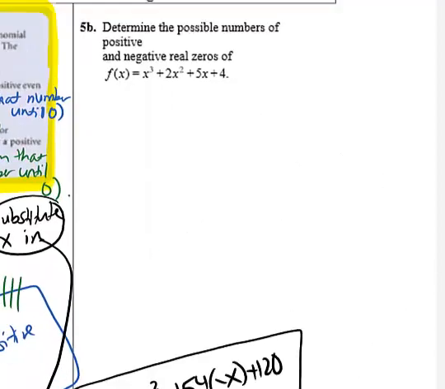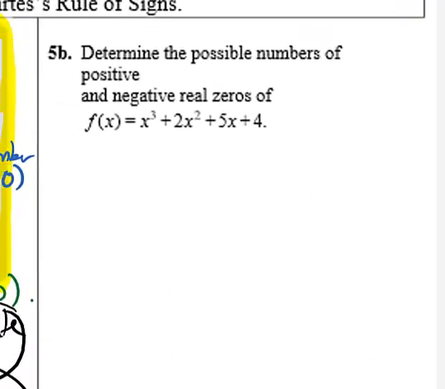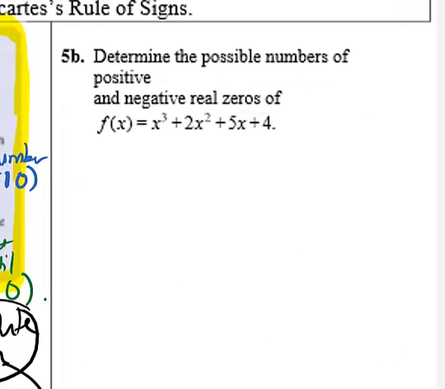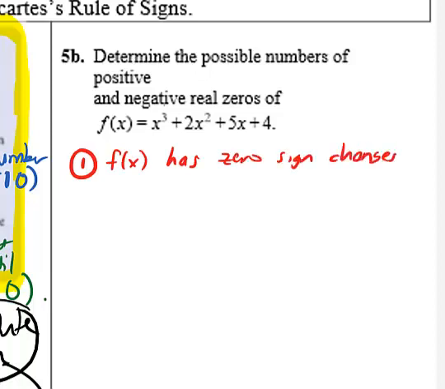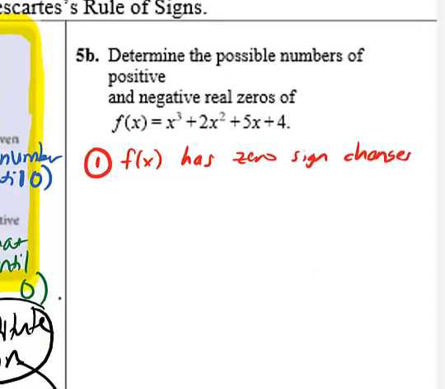Let's try that one more time. This is very, very complicated stuff. Now in 5b, we're determining the possible numbers of positive and negative real zeros of a new function. So the first step is how many sign changes are there in f of x? F of x has actually no sign changes, or 0 sign changes, because every term is positive. It's not like it goes positive to negative, negative to positive, anything like that.